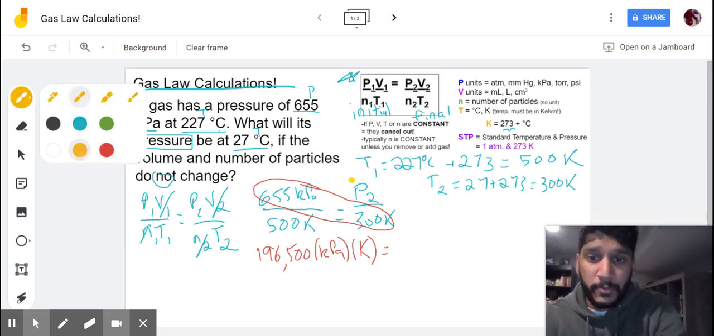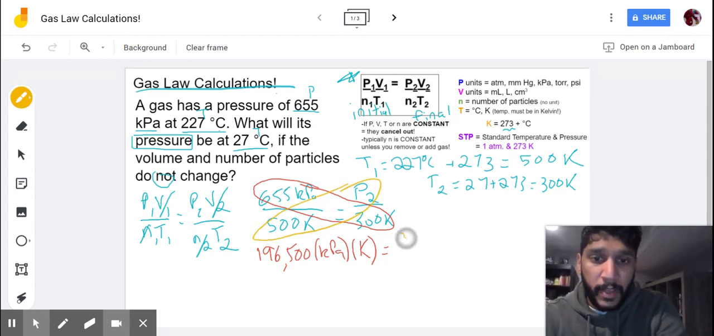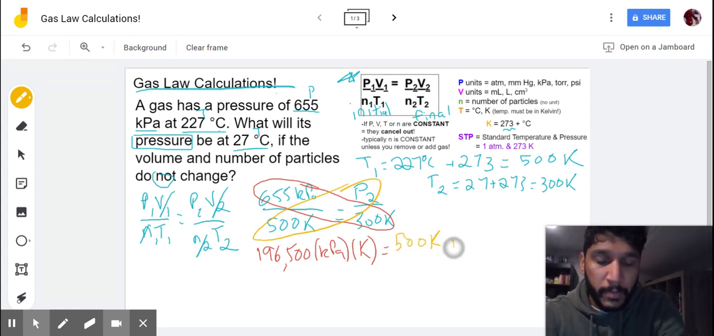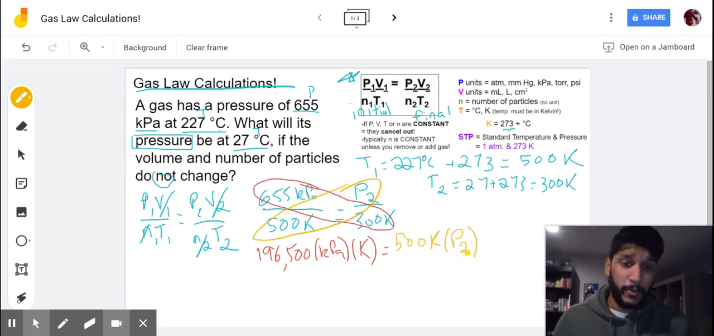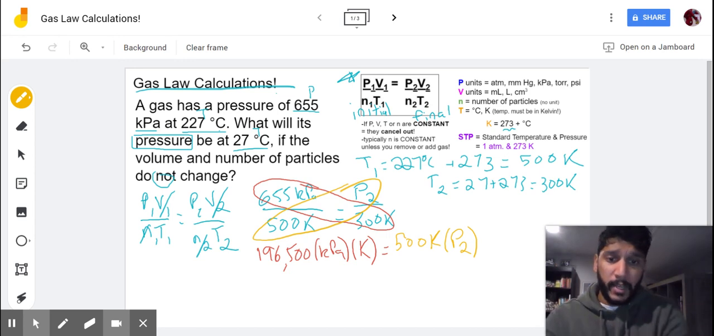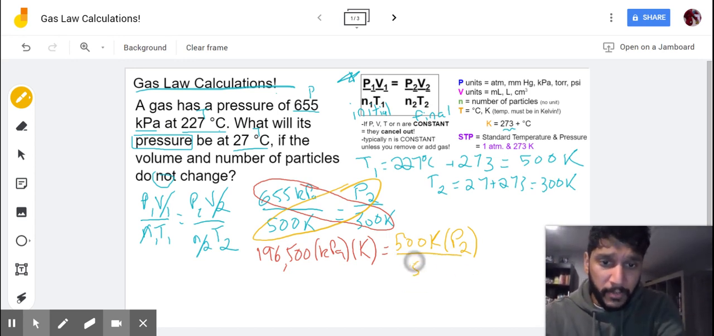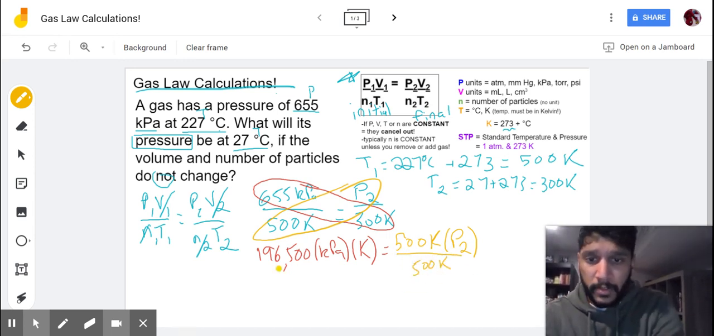Let's change colors one more time here. So we got 500 K, P2. If I want to isolate my variable, I want to get P2 by itself. So what do I want to divide both sides by? I want to divide both sides by 500 Kelvin to isolate P2 by itself.